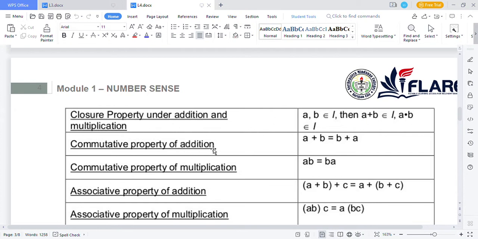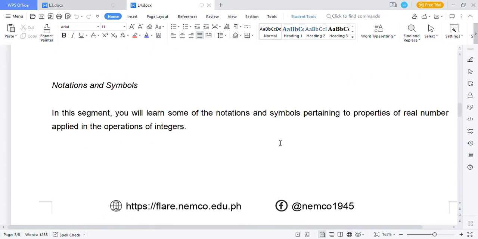Now, the commutative property of addition: you can switch the order and the answers are the same. For example, a plus b is equal to b plus a. That is the meaning of the commutative property of addition. For example, 5 plus 2 is equal to 2 plus 5. Or in multiplication, 5 times 2 is equal to 2 times 5. Switching them, the answer is the same, 10. 5 plus 2 is 7, 2 plus 5 is 7. 5 times 2 is 10, 2 times 5 is 10. They are still equal. That is what we call the commutative property of addition and multiplication.